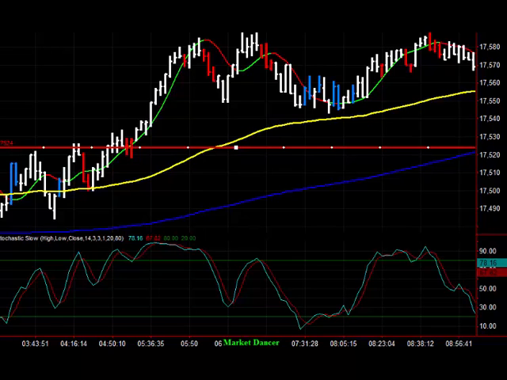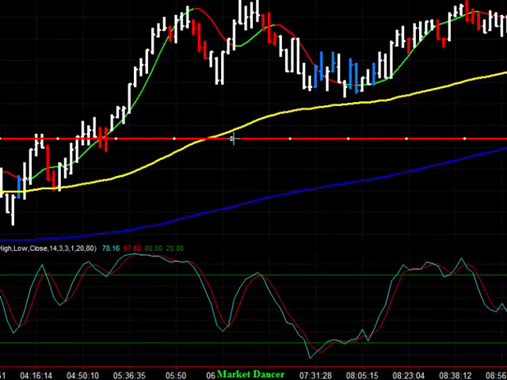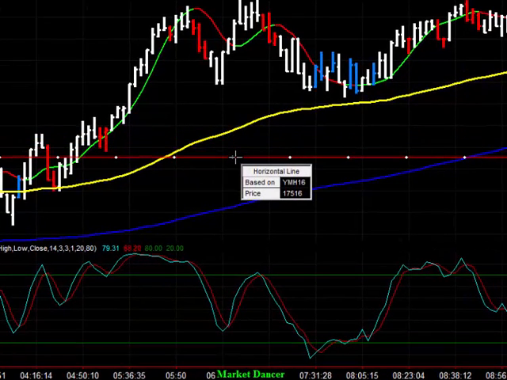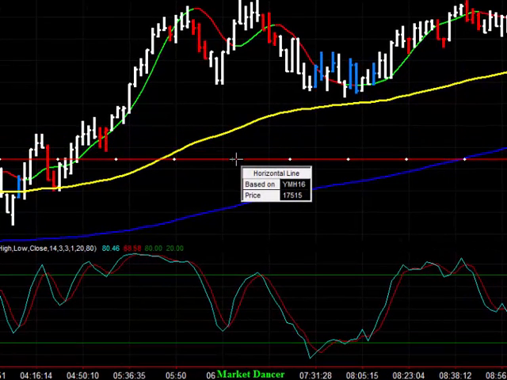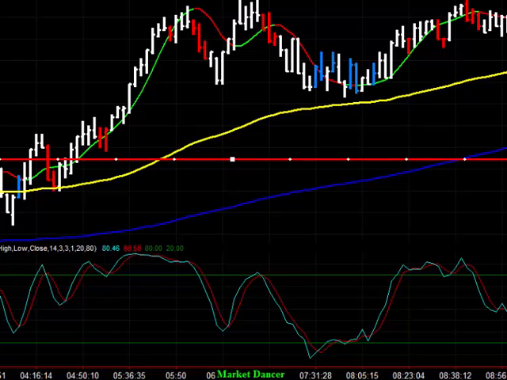Now, we said we projected support at 17,515, so you would put a horizontal line or a bar at 17,515. Also, do this in advance. It doesn't really pay to do it when the market's going crazy.